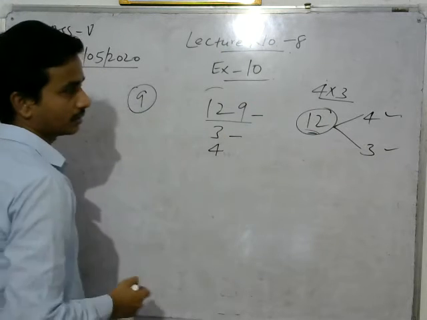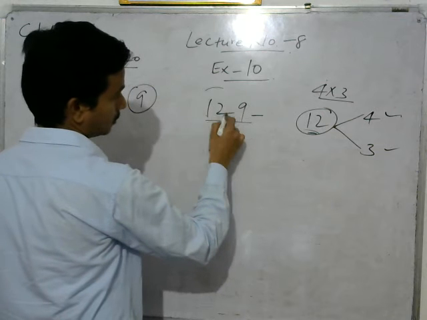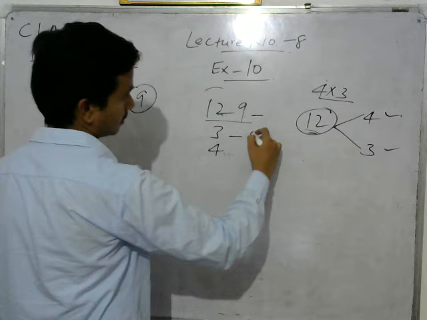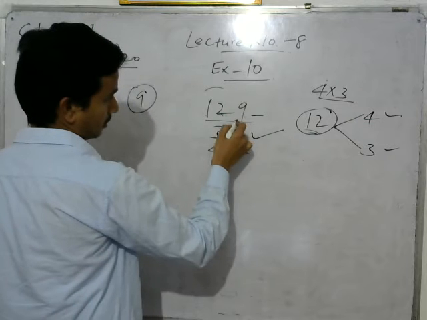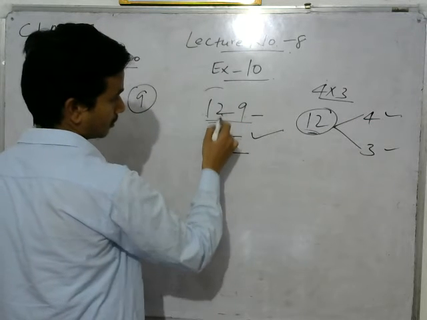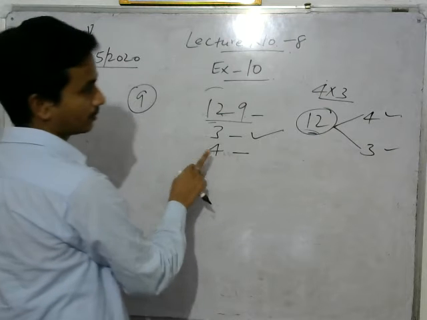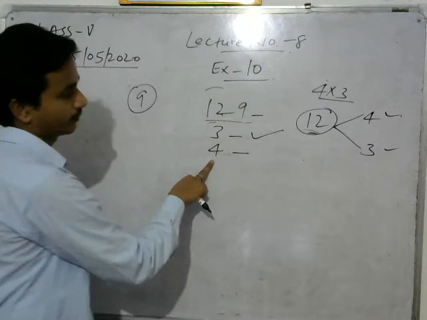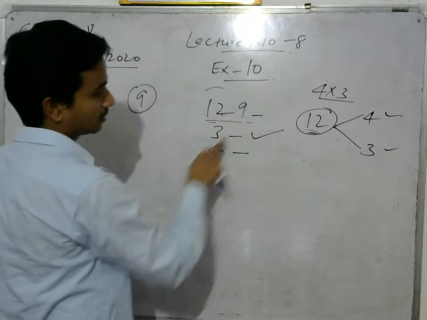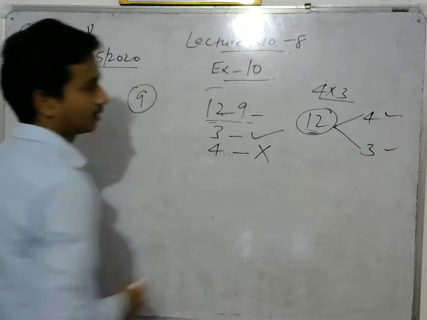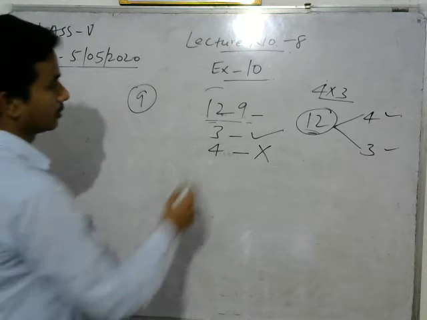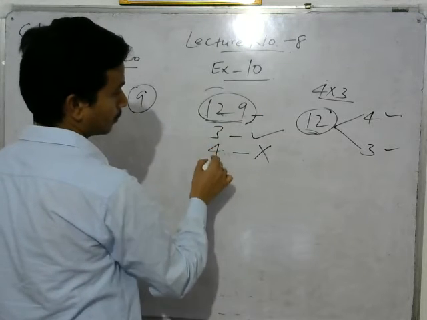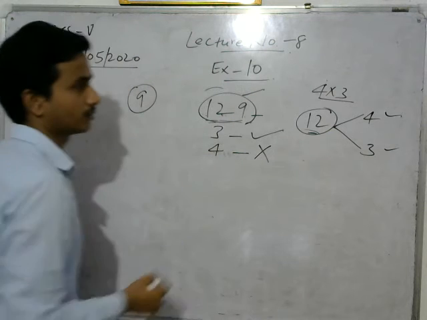Is this number divisible by 3? 1 plus 2, 3, 3 plus 9, 12. Yes, it is divisible by 3. Is this number divisible by 4? No. What is the rule for divisibility by 4? Last two digits. The last two digits should be divisible by 4. So the last two digits are 29. Since 29 is not divisible by 4, that number is not divisible by 4. So this number is not divisible by 3 and 4 both. So we can say that it is not divisible by 12.